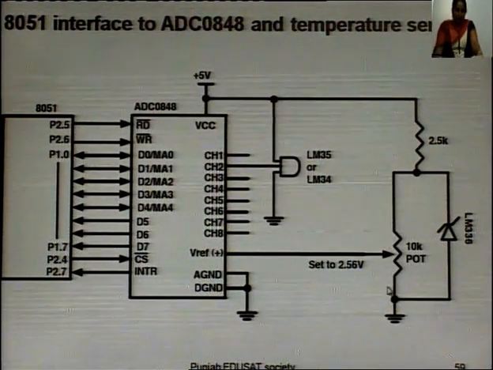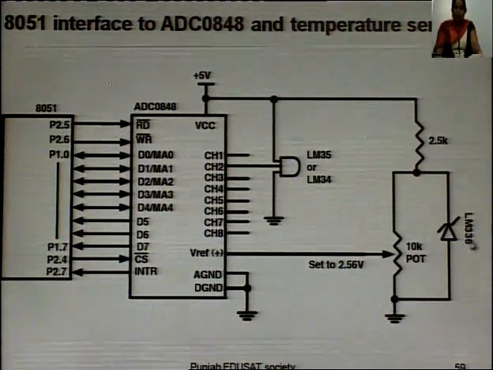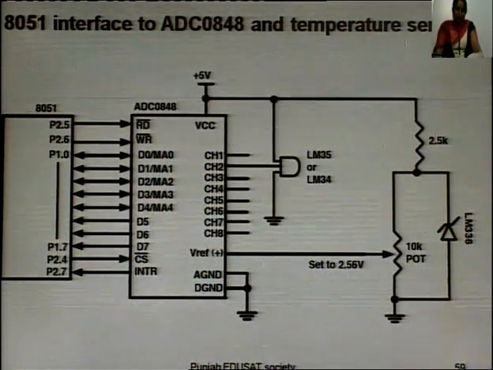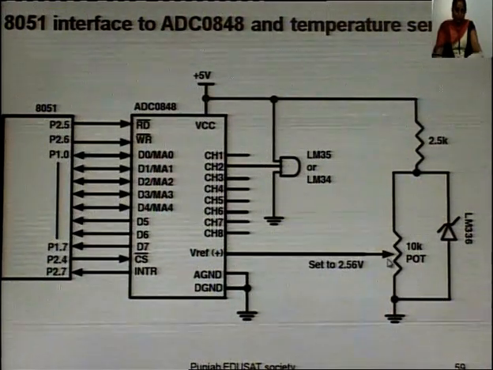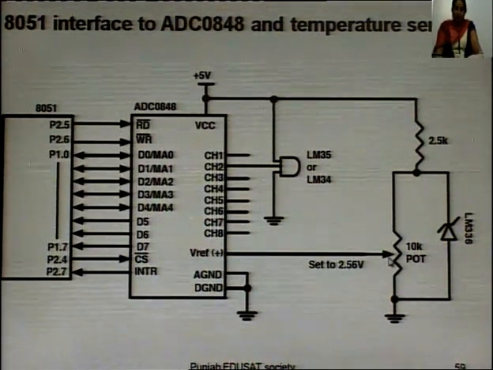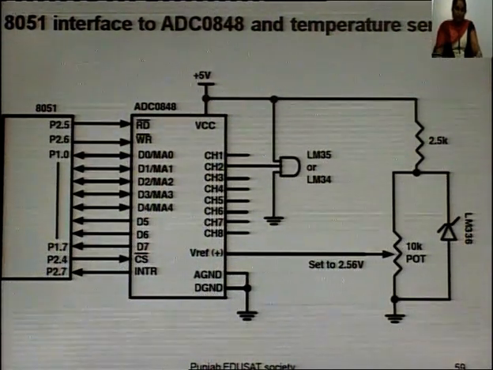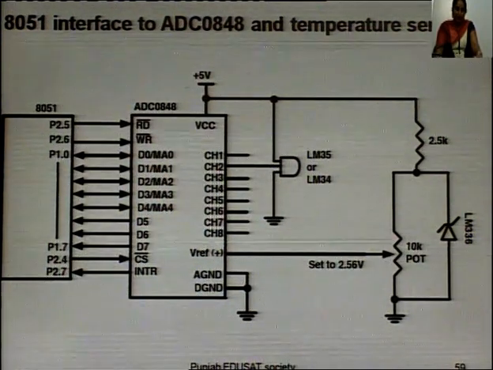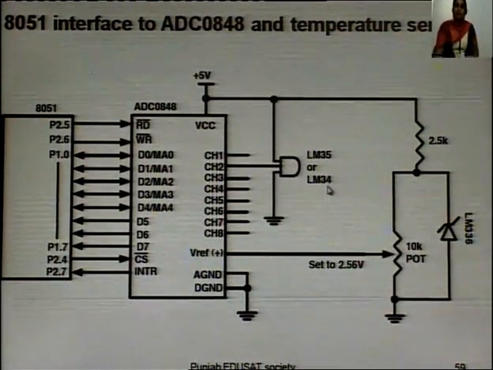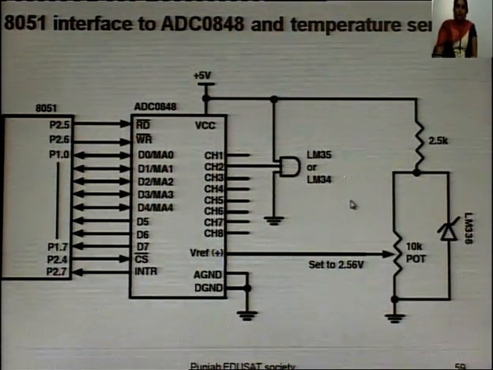Here this figure shows the connection of a temperature sensor to the ADC0848. We use an LM336 2.5 Zener diode to fix the voltage across the 10K pot at 2.5 volt to overcome any fluctuations in the power supply. V out of the ADC0848 corresponds directly to the temperature as monitored by this LM35 or LM34. Thanks.